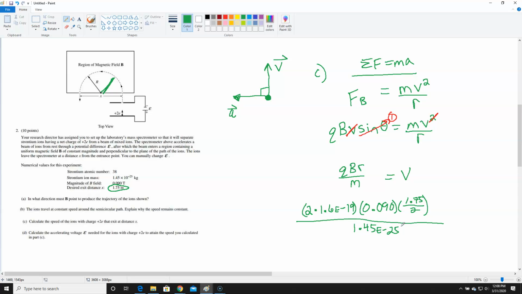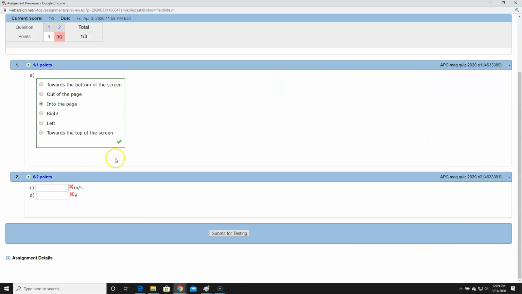So pull out the calculator. 2 by 1.6 e negative 19 by 0.09 by 1.75 over 2. And divide that by 1.45 e negative 25. The result is a very big number. I got 173,793 meters per second, or we could call it 174,000 meters per second. Kind of round, call it a day. Let's check it out. 174.